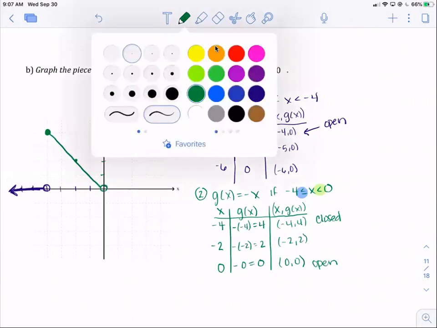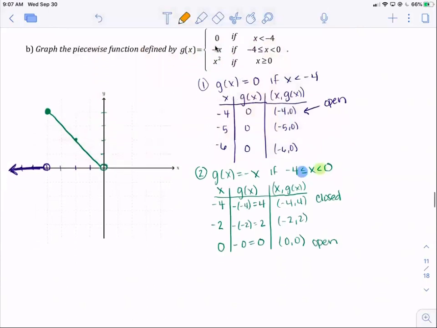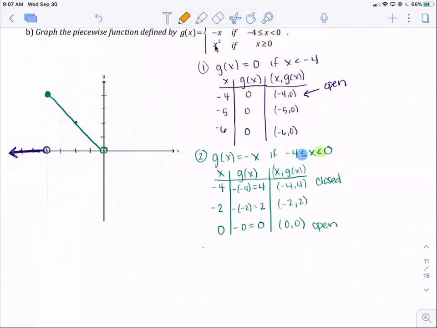All right, and last part. Let's slide this down a little bit. We have g of x equals x squared if x is greater than or equal to 0. So make your table. Remember, we always start with our given domain, so we're going to use 0. And then anything greater than 0, let's do 1 and 2.